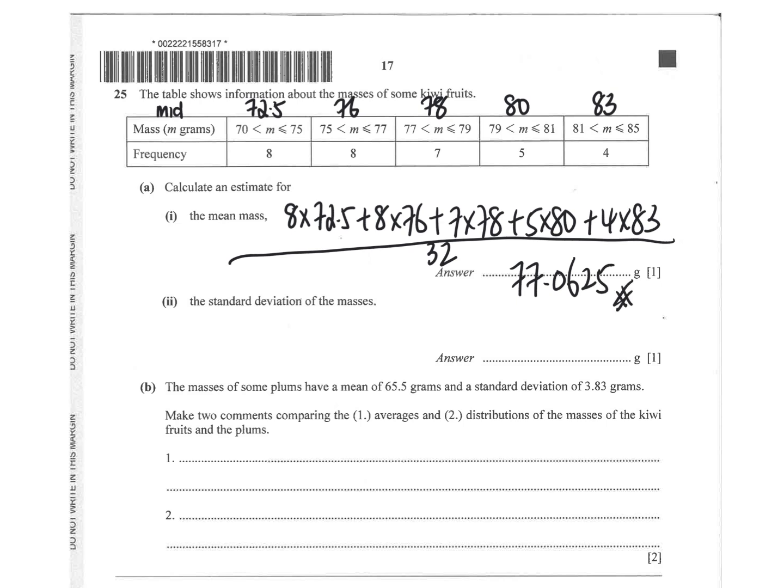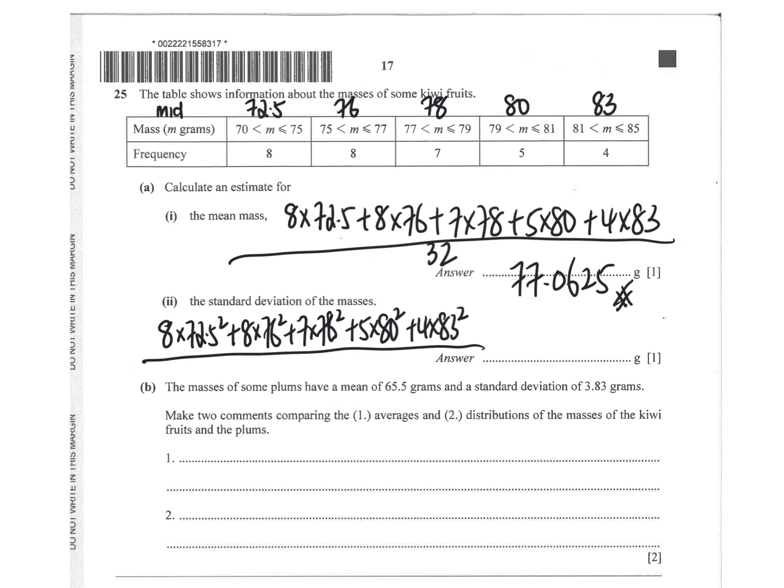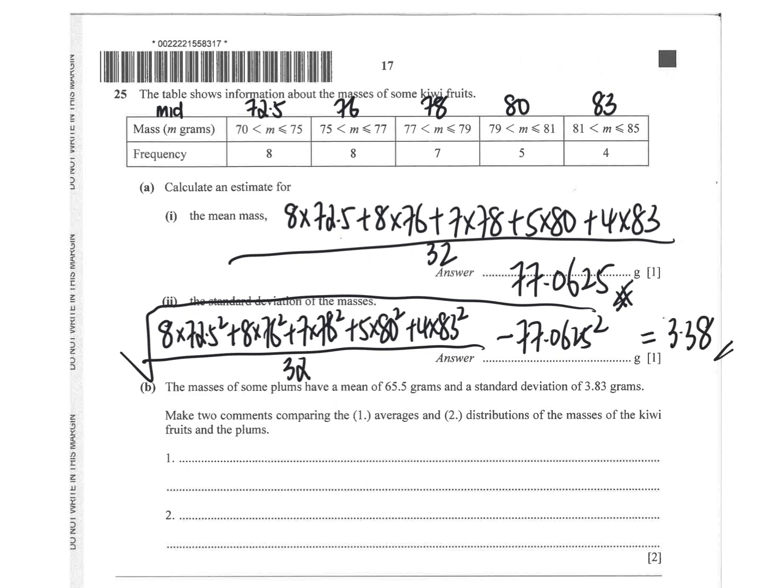Don't round off. Okay, standard deviation, what you can do if you are using formula, you can do this: frequency times this square plus frequency times this square plus frequency times this square, frequency times this square, frequency times this square, whole thing divide by 32 minus your mean square root. So final answer is 3.38. If you use calculator, never show this, straight away you get the mark. Okay, but make sure you key in properly.